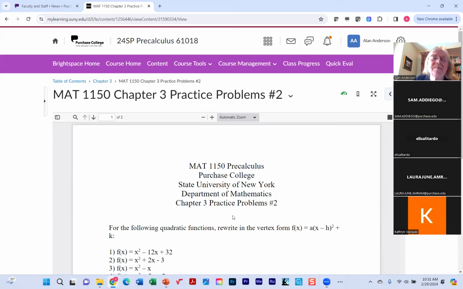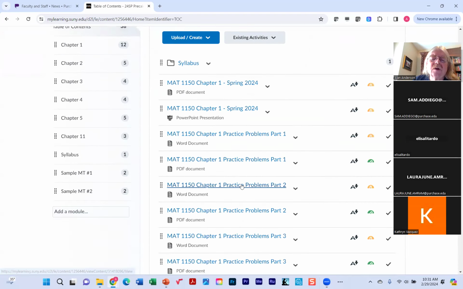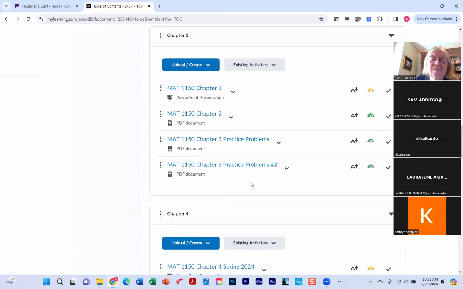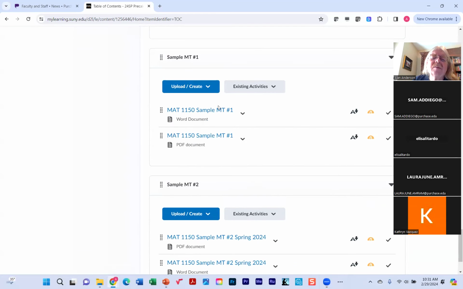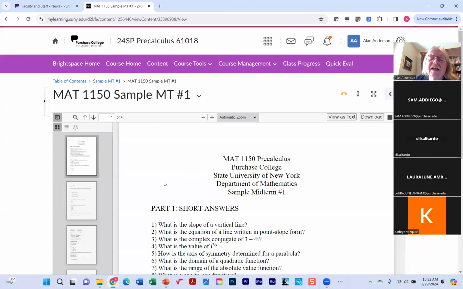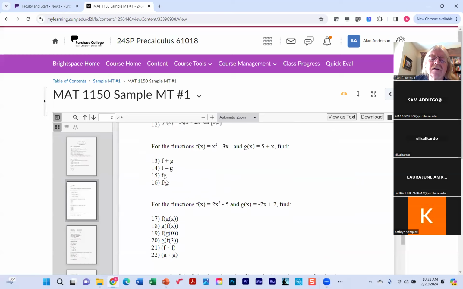the sample midterm. Now, the sample midterm is meant to cover everything we've done up to this point to get us ready for the actual midterm. If you're not sure, if you scroll down, it's way down here at the bottom, but it is here.